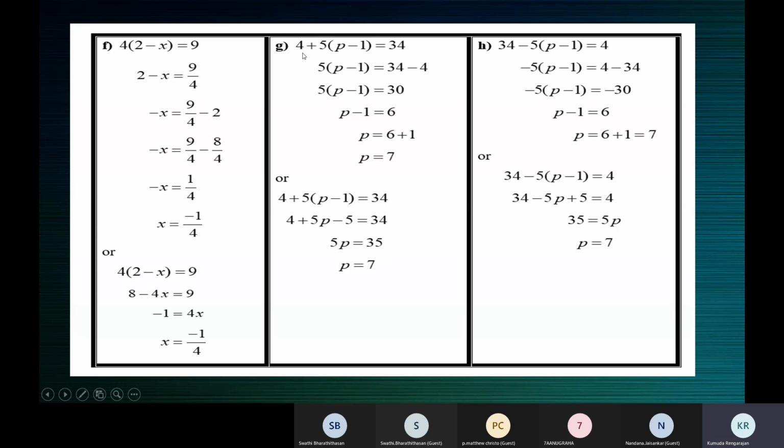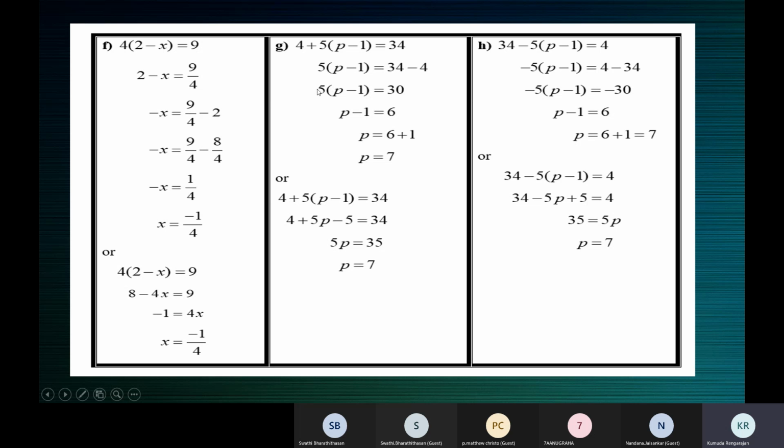How do we get rid of 4 first? Ma'am, we have to transpose 4 from the left hand side to the right hand side. So 4 will come to the other side as minus 4. So we have 5 of p minus 1 is equal to 34 minus 4, which is 30.